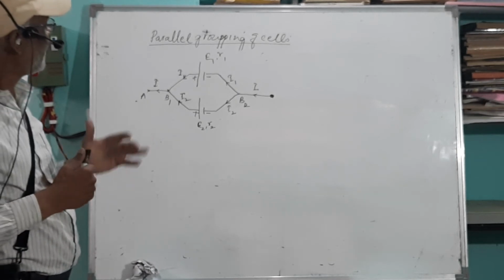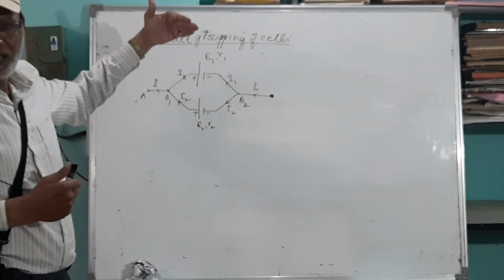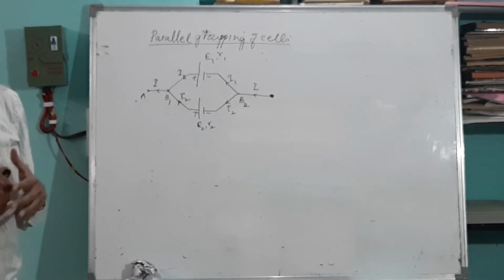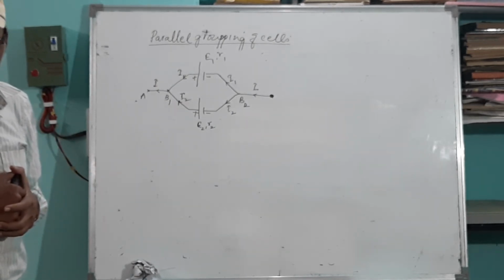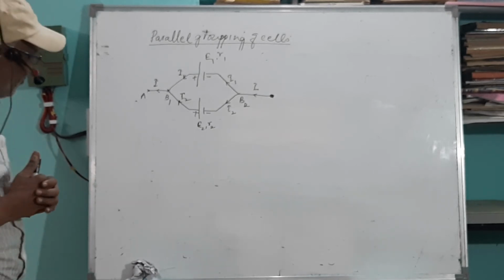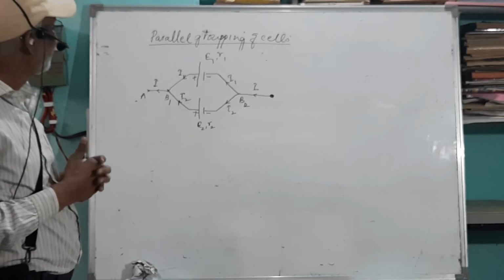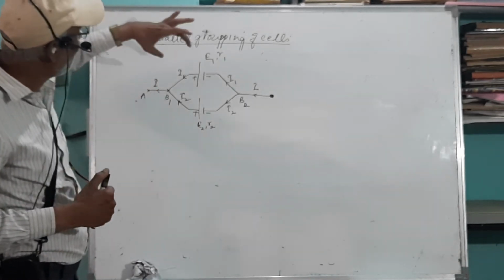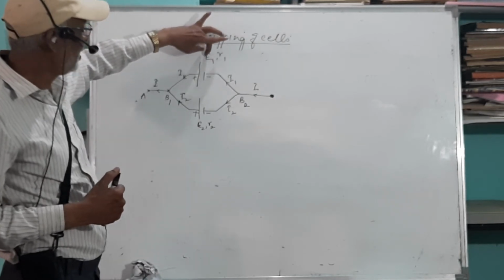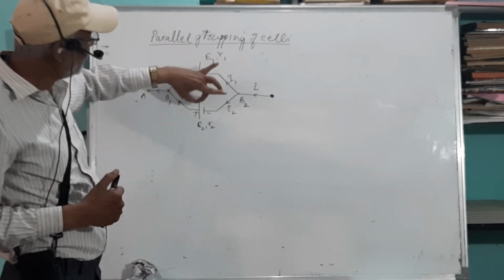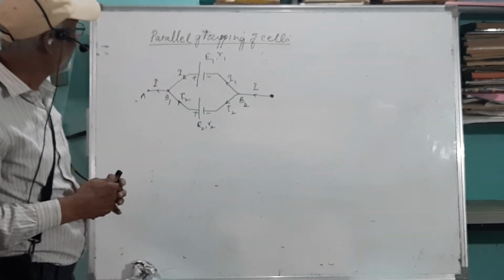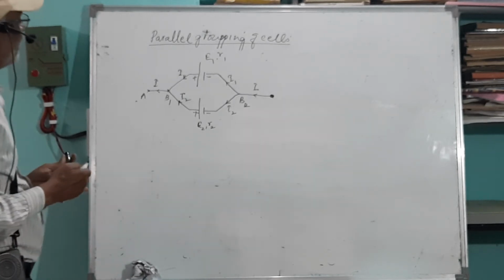So in order to obtain the equivalent EMF of the two cells when they are connected in parallel grouping, first you have to find the potential difference across the terminals of the first cell. Similarly, you have to find the potential difference across the terminals of the second cell. So then you have to write it down.